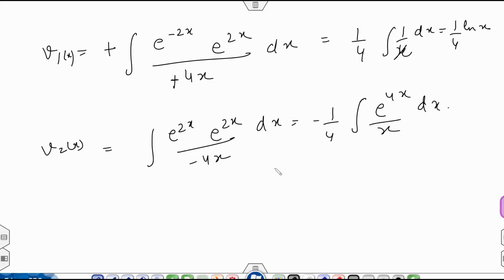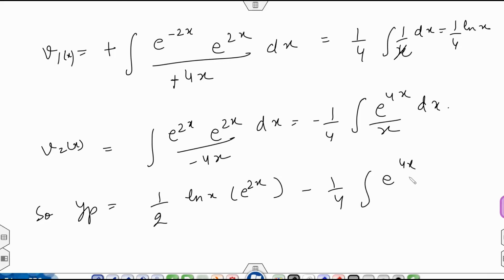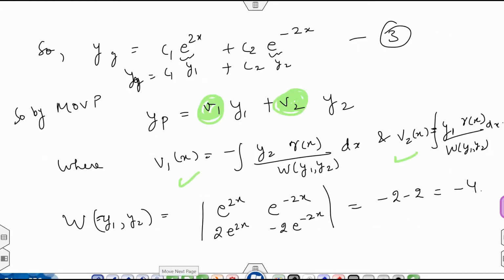So this is one of the drawbacks, or you can say the shortcoming, of the method of variation of parameters, when you find that the integral becomes very difficult to solve. So this is the shortcoming. So I will write my yp as half ln x e to the power 2x minus 1 by 4 integration of e to the power 4x by x dx into e to the power minus 2x. We will call this equation number 4.